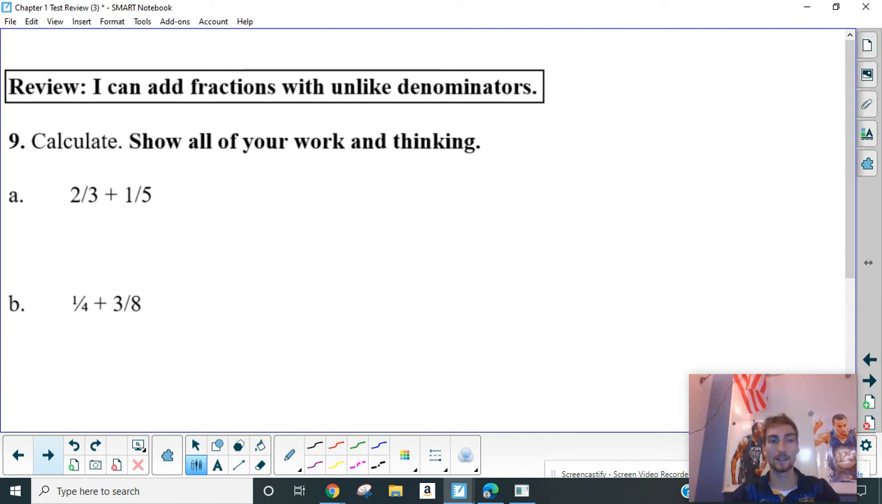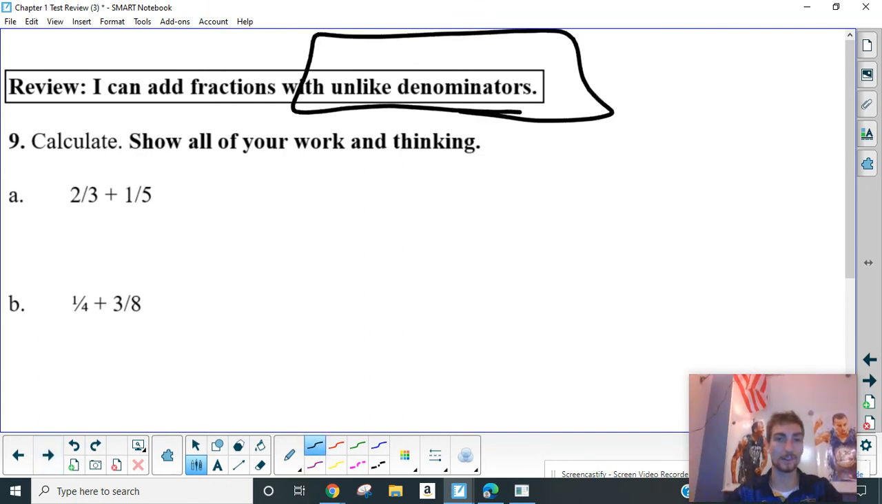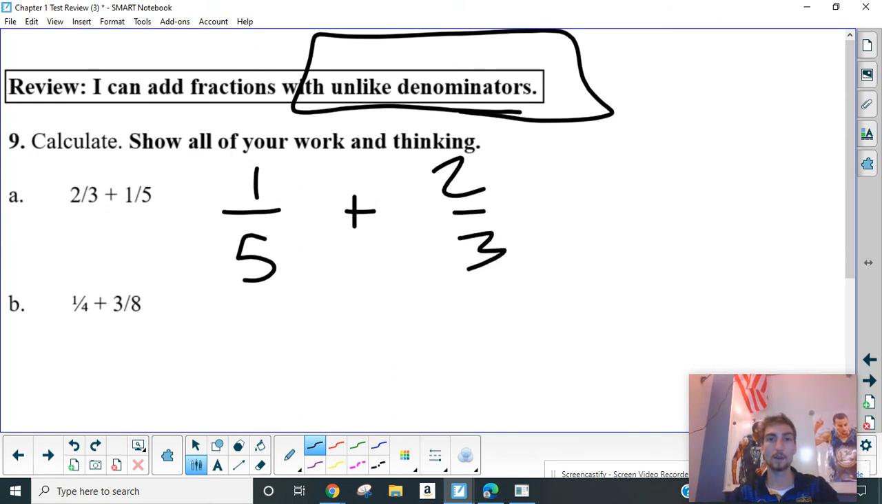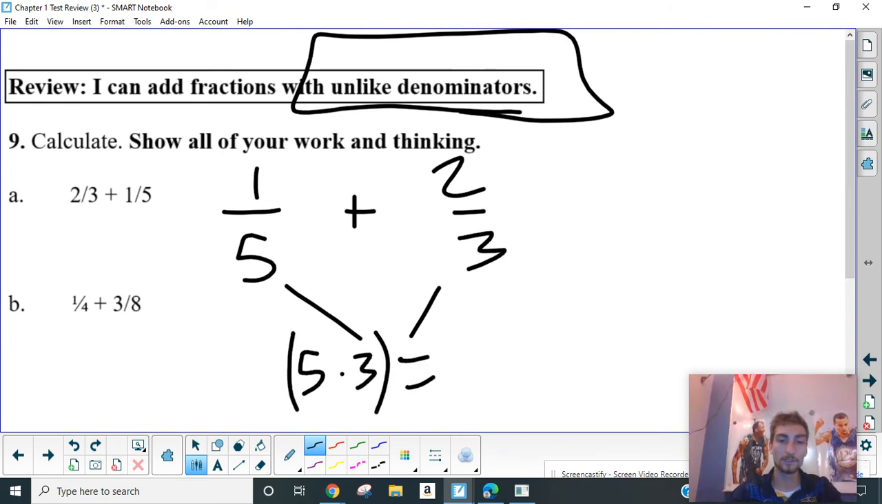All right, now we're looking at 9. Calculate by showing all of your work and explaining your thinking. Adding fractions with unlike denominators. Now, if they had the same denominators, we wouldn't have to worry about changing the denominators. But since they have different ones, we do have to worry about it. All right, we have 1 over 5 plus 2 over 3. How can I change these fractions so I can add them? I got to find what 5 and 3 both go into. Fun way we can do that is just simply do 5 times 3. That equals 15. So that's my new denominator because they both go into 15 for sure.